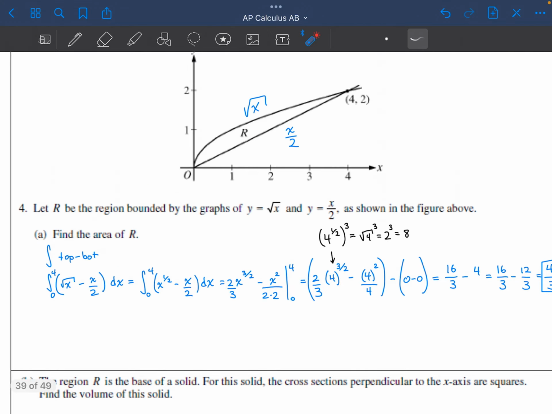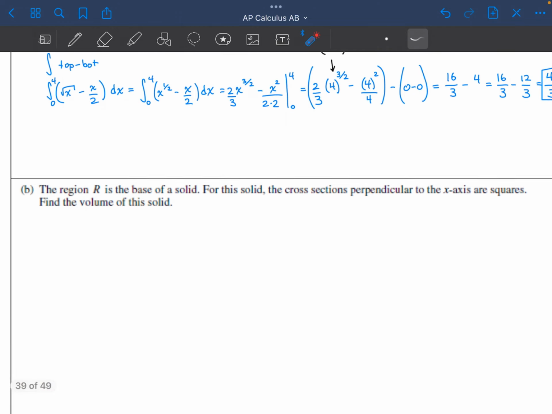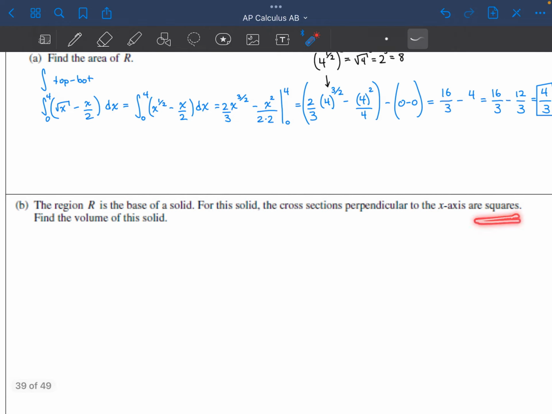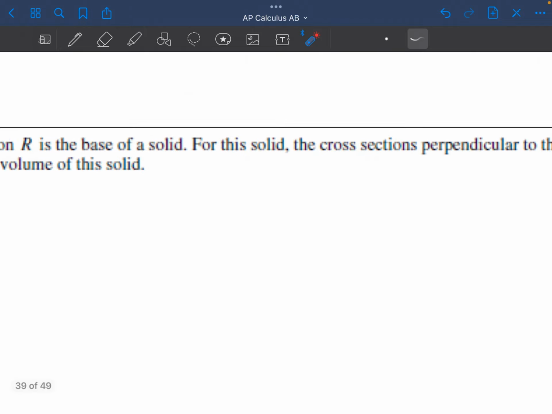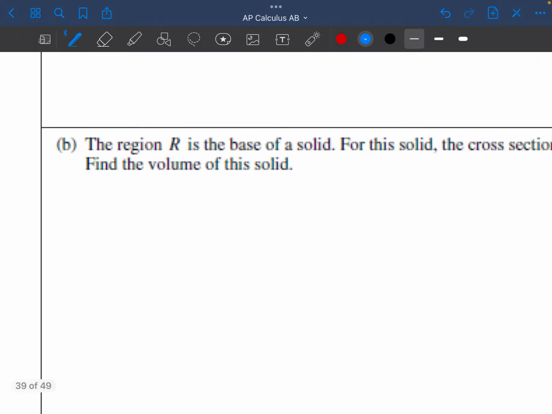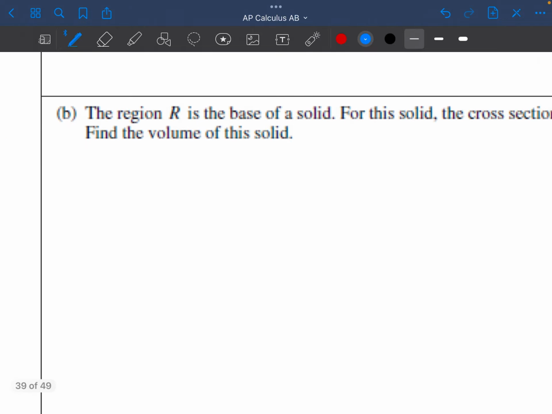So that means in terms of our problem, the x-axis is running like this. Perpendicular to that is running up and down. So every single slice of this function is going to be running this way as opposed to going this way. And then the key point here is they're going to be squares, and we're just trying to find the volume. So the square volume has a specific definition that you should know. Whenever you have a square cross-section, it's always going to be the integral of the top minus the bottom, and that quantity squared.